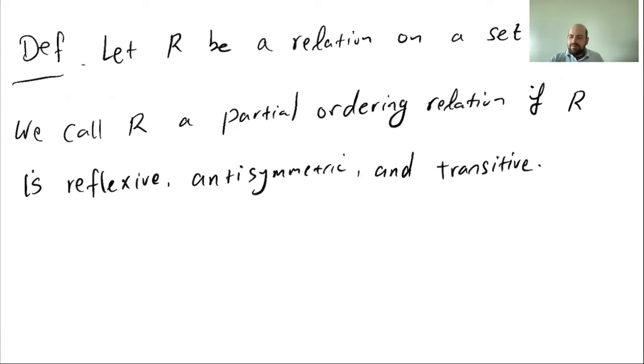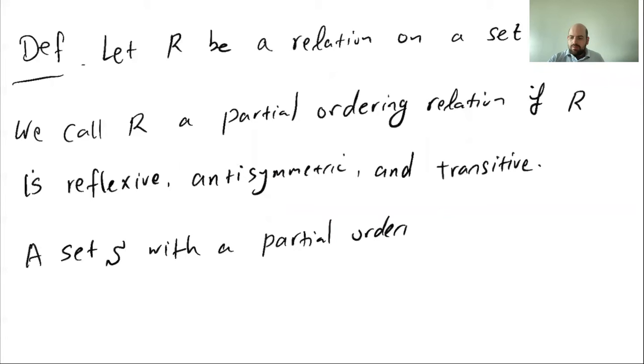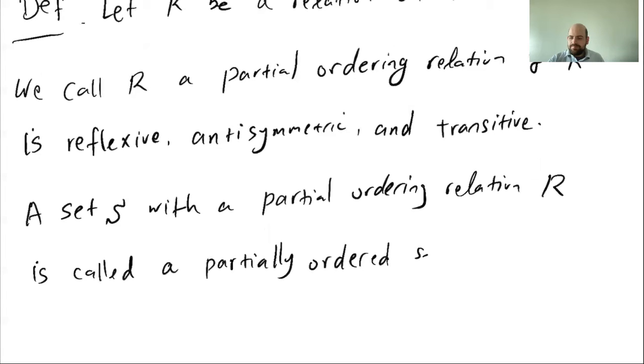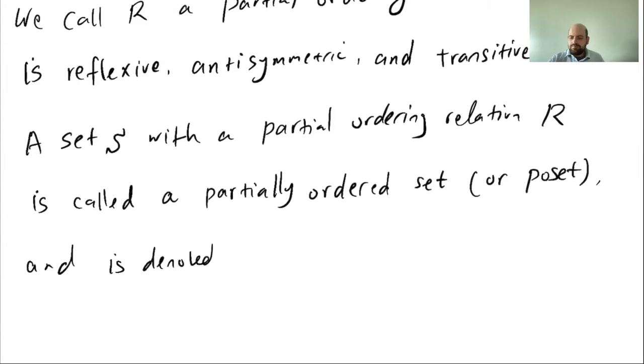Okay, so this is a definition of a partial ordering relation, and a set S with a partial ordering relation R together is called a partially ordered set, or just poset, and is denoted by S and R, the pair S and R.